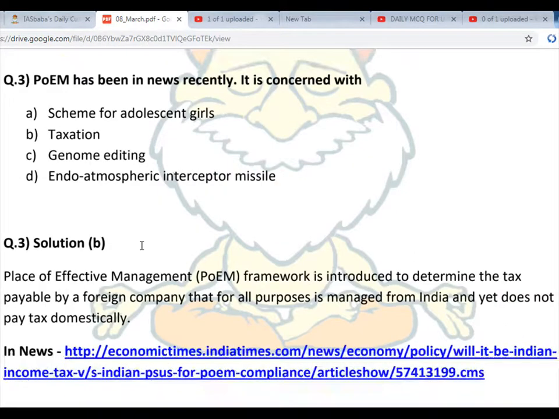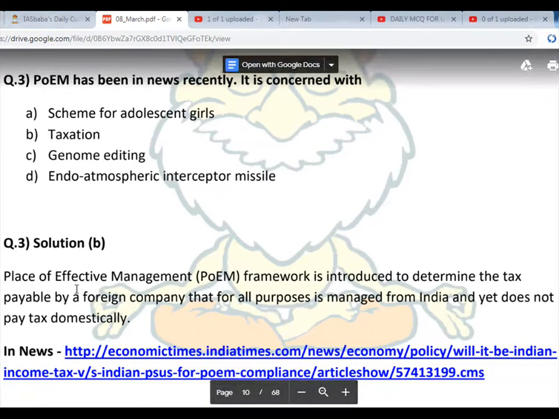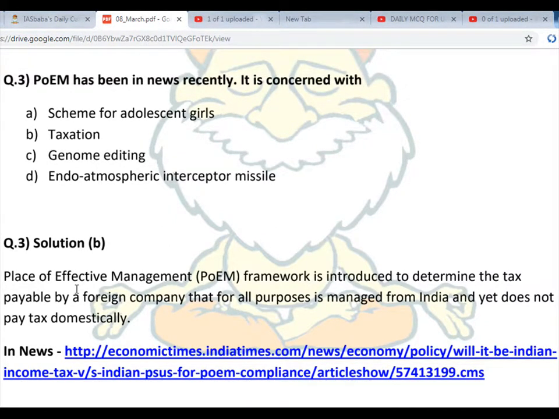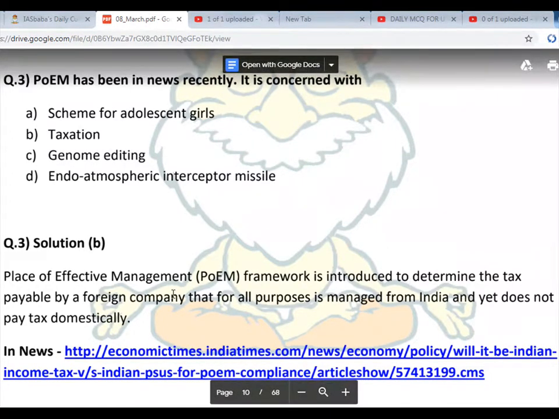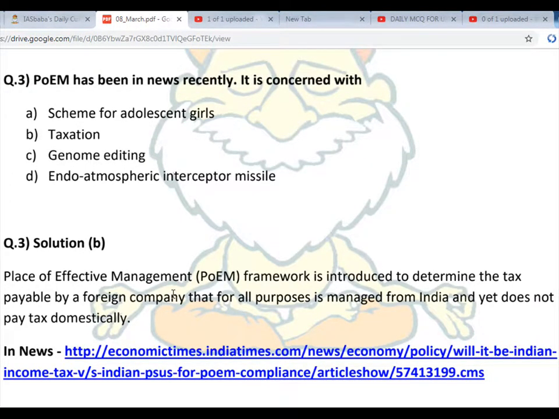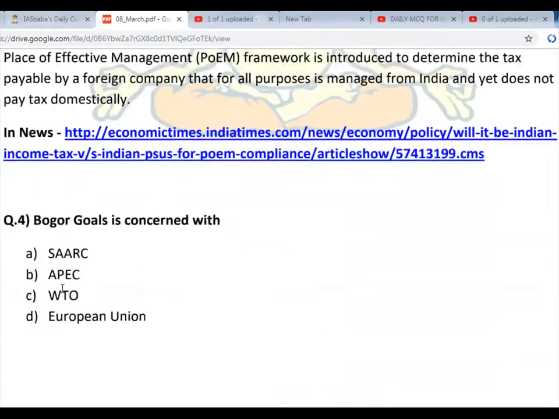POEM has been recently in the news. It is concerned with taxation. The Place of Effective Management framework is introduced to determine the tax payable by a foreign company that for all purposes is managed from India and yet does not pay tax domestically. So the Place of Effective Management framework, recently in the news, is concerned with taxation.